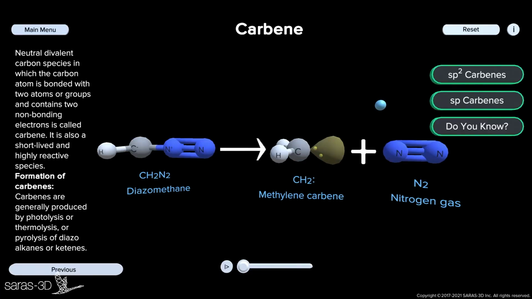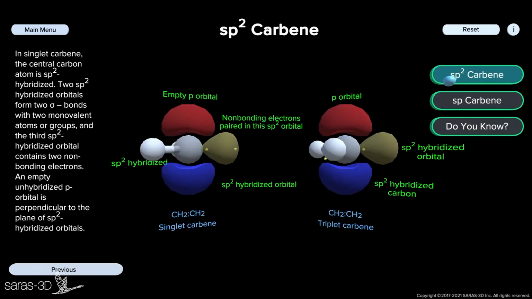Now when you talk about the hybridization, the carbenes can be sp2 hybridized as well as sp hybridized. Let's take a look at the sp2 hybridized carbenes. Now, there are 2 classes of carbenes, singlet and triplet. Basically, these 2 classes differ in the electron spins that they possess.